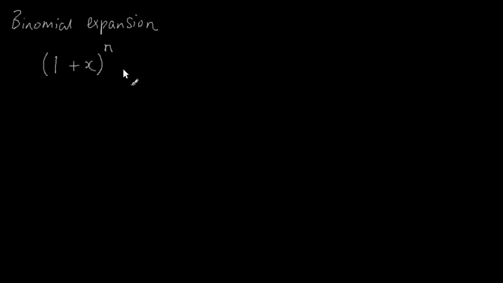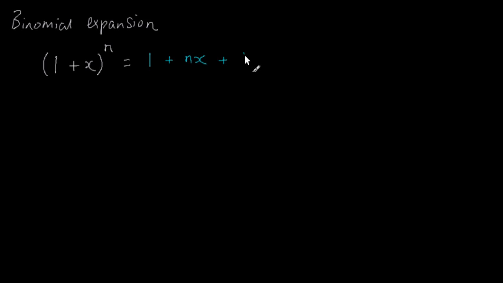The binomial expansion is actually a formula that allows us to write down the expansion of this expression for any whole number n. Okay, so I'm just going to write out the formula directly, and then I'm going to explain how it comes about. Now in this formula, the first term is just 1. The second term is nx, n coming from the power here, and x is this number.